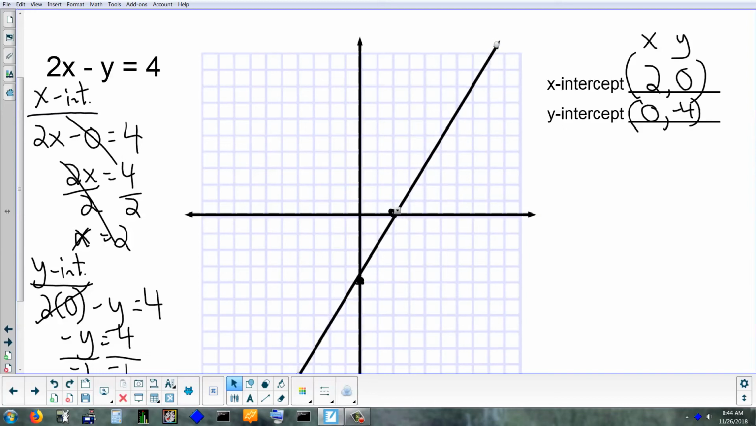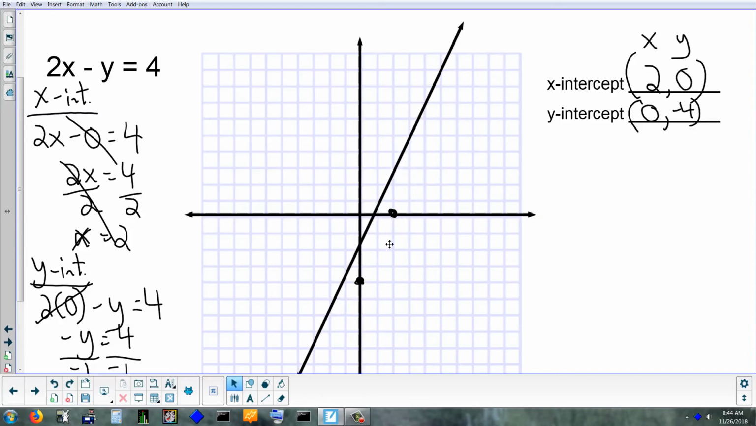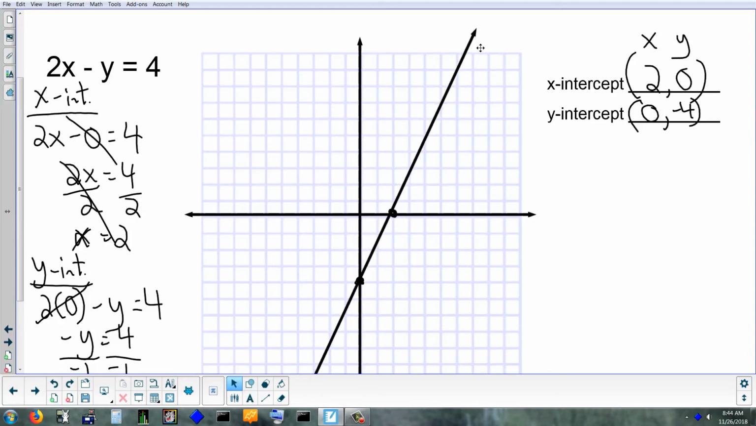Pardon, that's okay. And there it is. Again, that's how I graph using intercepts. So, I know Mr. Hager will fix it, he's a perfectionist.